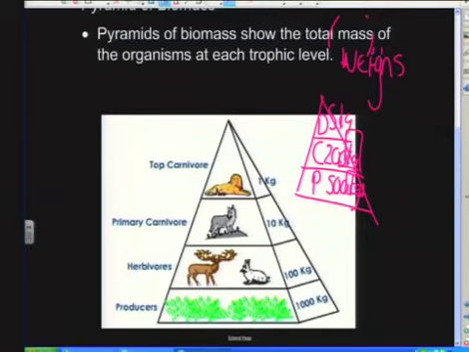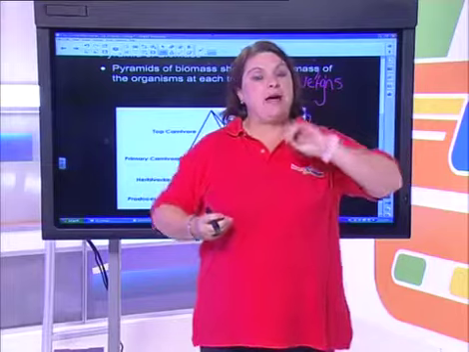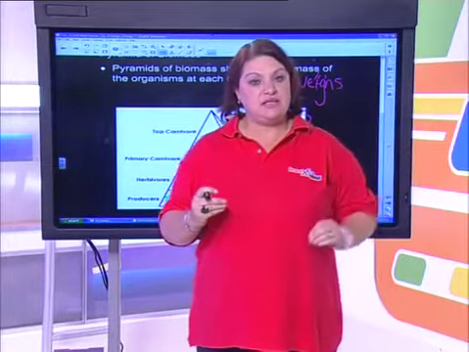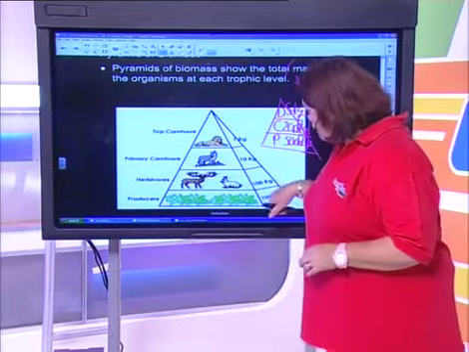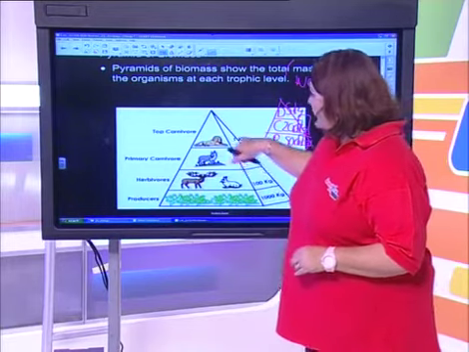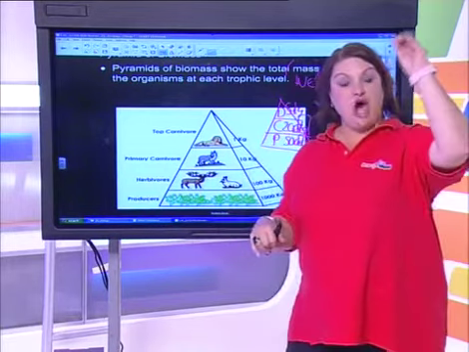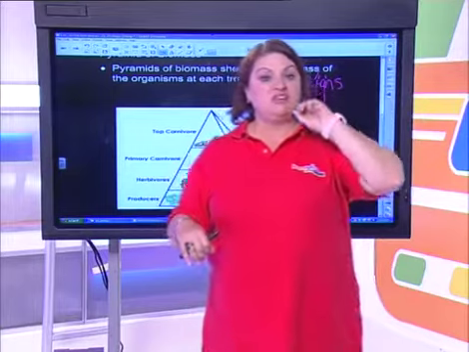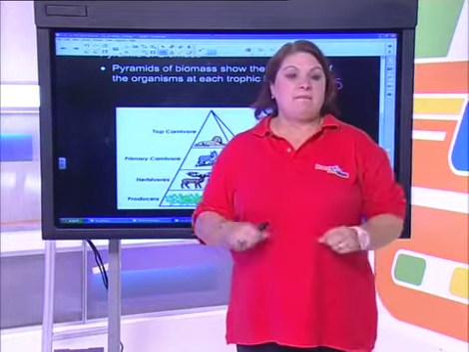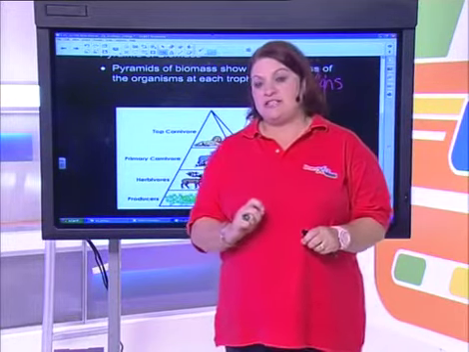At each trophic level, my biomass decreases. That's what it's showing here. I start off with 1,000. I end off at the top of my food chain with 1. So at each level, my biomass decreases.